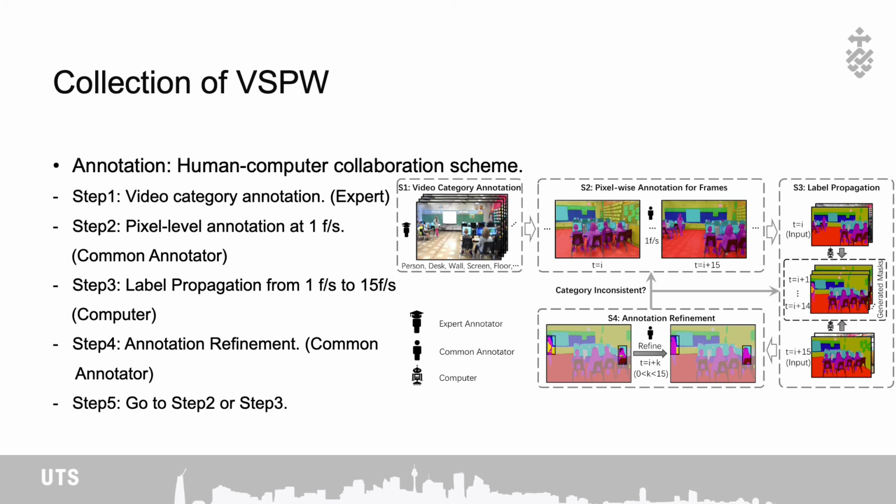And next, we use VOS models to propagate the annotated labels from 1 frame per second to 15 frames per second. The masks generated by the computer are not good enough, so some common annotators refine the masks, and the refined masks can be used as the input of the VOS model.